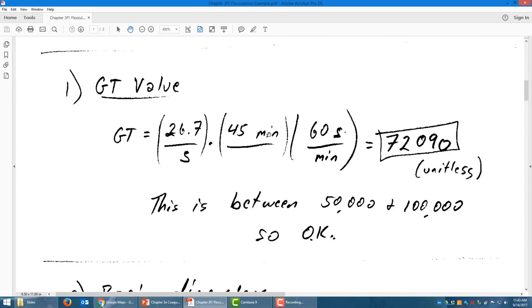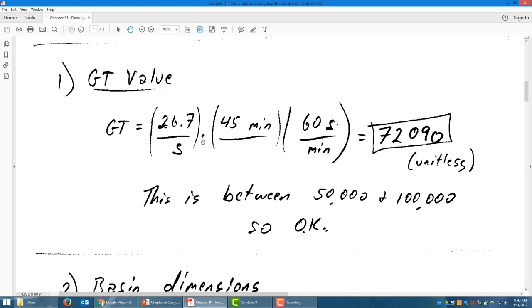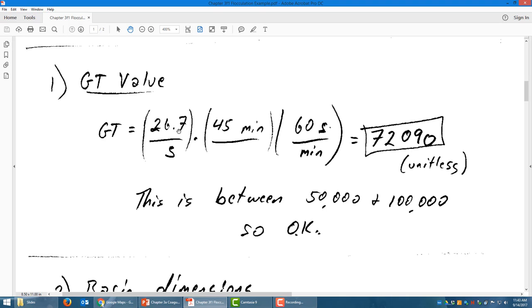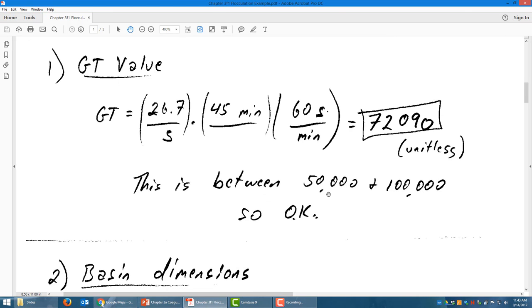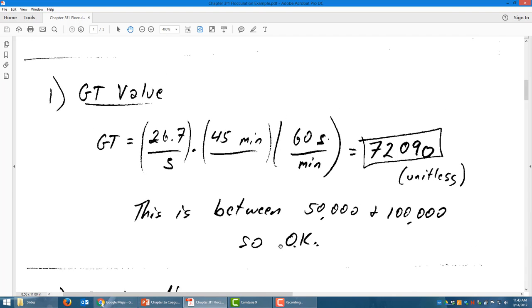And the first bullet point we needed to calculate was the GT value. GT value is simply the velocity gradient that's given to us times the residence time, and we do a unit conversion, 60 seconds per minute, and we get 72,090, and this is a unitless number because G is reciprocal seconds, T is seconds, and so we get a unitless value. This is between 50,000 and 100,000, so we're okay.